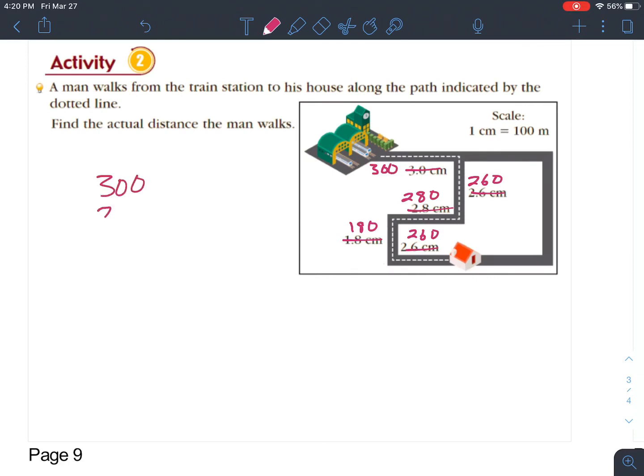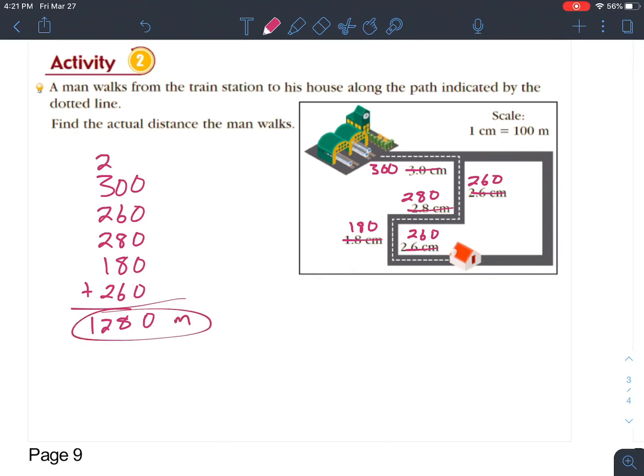We're going to do a lot of addition here. We know we're going to end with a 0. Then let's see, we got 8, 16, 22, 28. And then 2, 5, 6, 7, 8, 9, 10, 12. So we find that the man walks 1,280 meters.